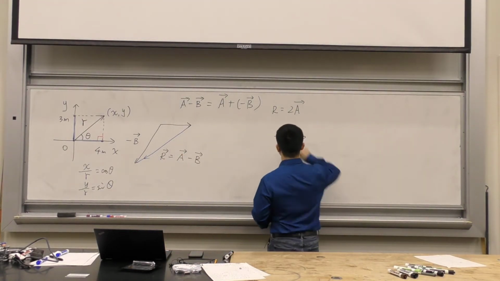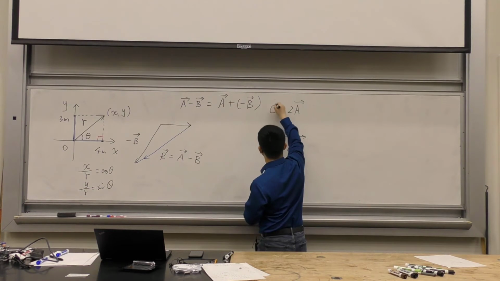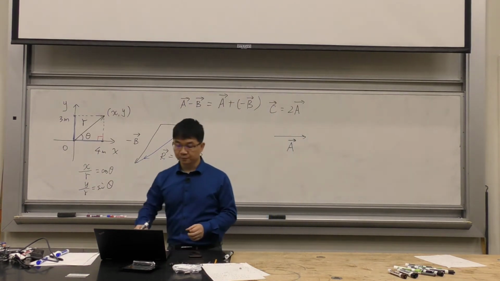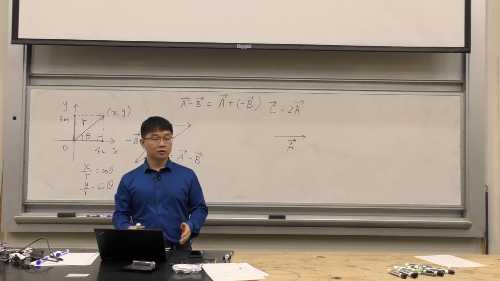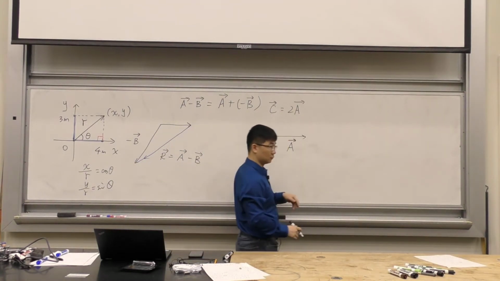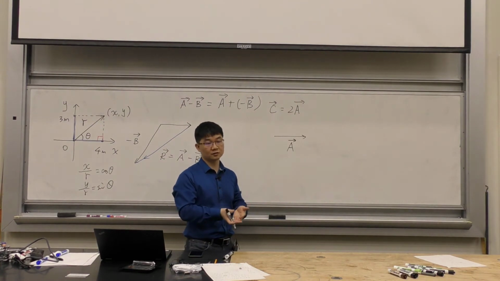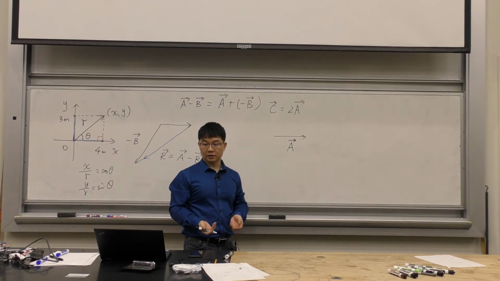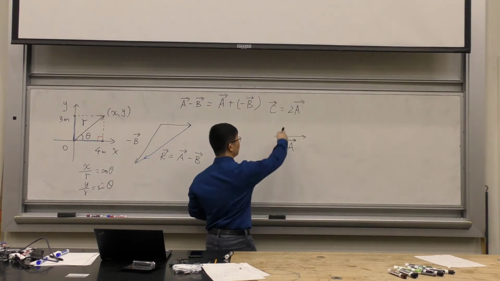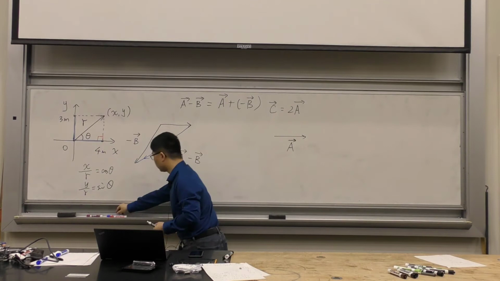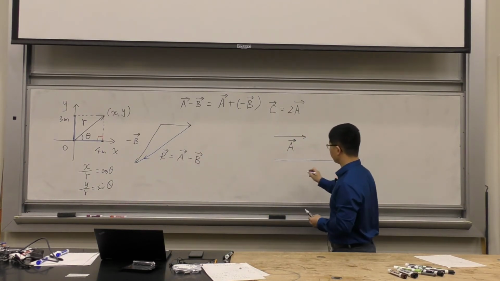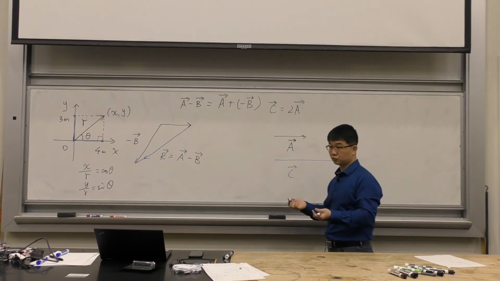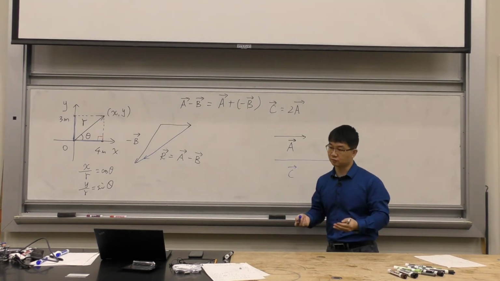I'm still using the same notation I used in the lecture. Let's call this C. The magnitude of C is going to be 2 times the magnitude of A, which is intuitive, right? You multiply a vector by 2, of course you multiply the magnitude by 2. And the direction has 2 options. If this number is positive, you draw this new vector in the same direction. That's intuitive: you multiply by a positive number, you're not changing the direction.